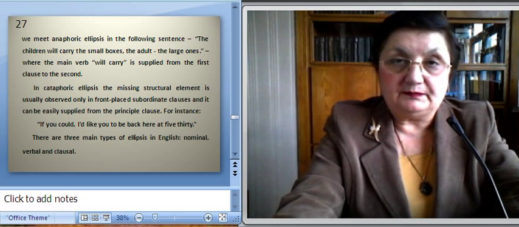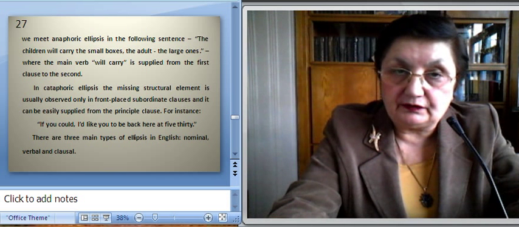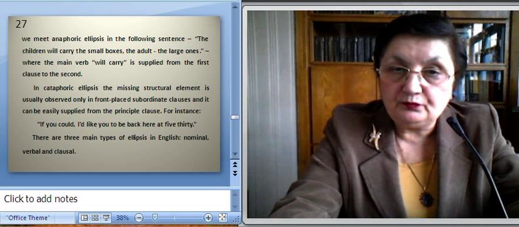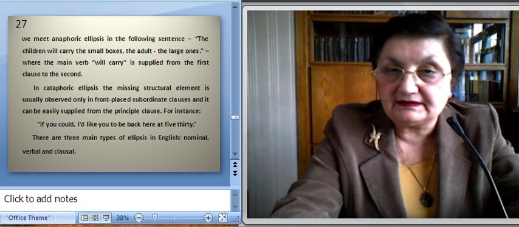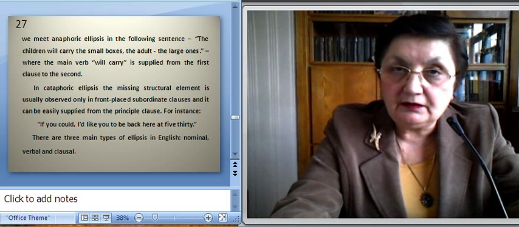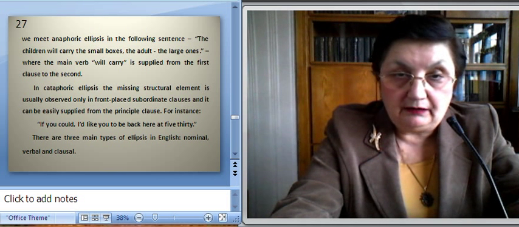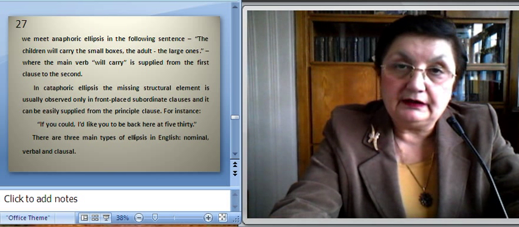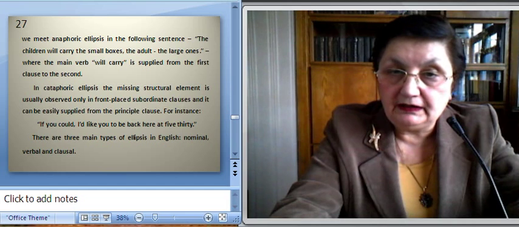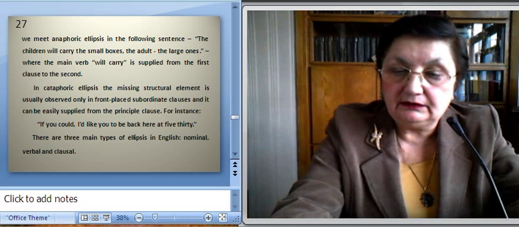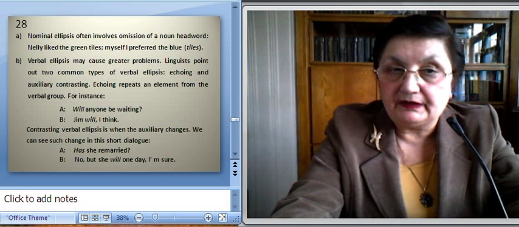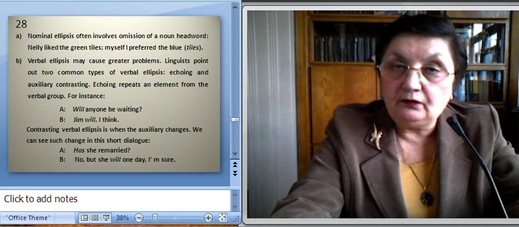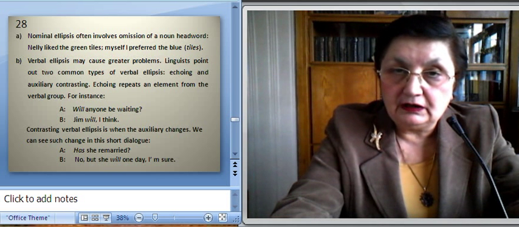There are three types of ellipses in English: nominal, verbal, and clausal. Nominal ellipses often involve omission of a noun head word. For instance, Nelly liked green tiles, myself I prefer the blue. Verbal ellipses may cause greater problems. Linguists point out two common types of verbal ellipses: echoing and auxiliary contrasting.